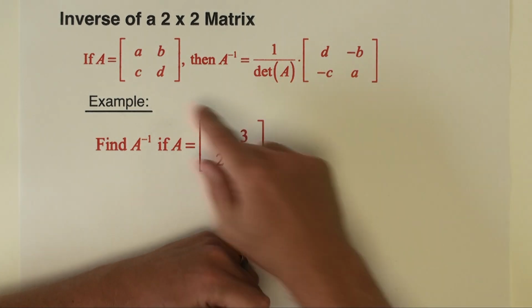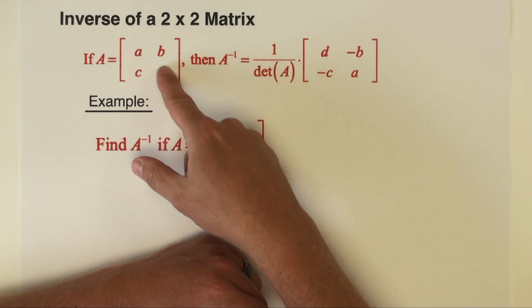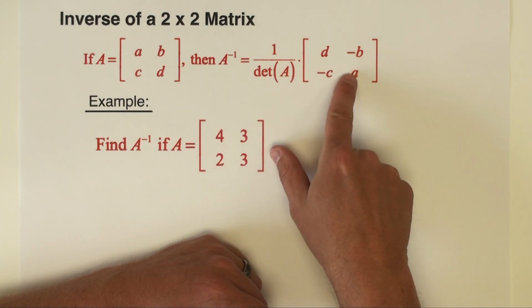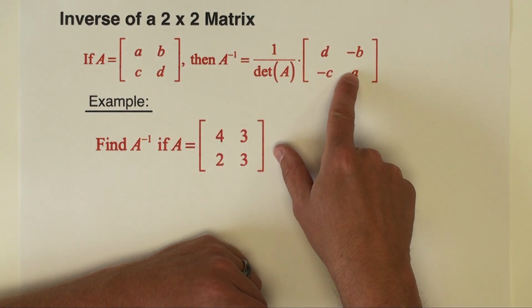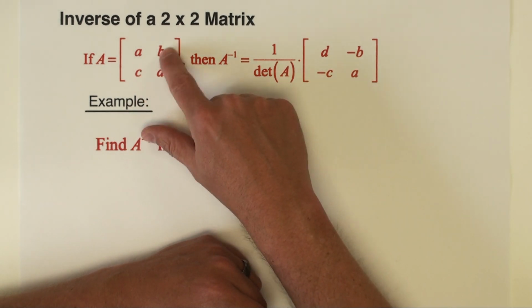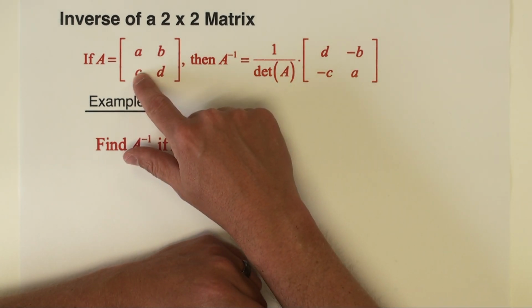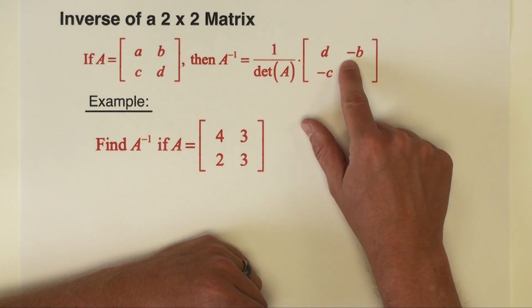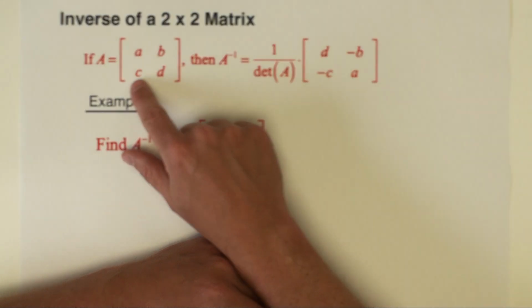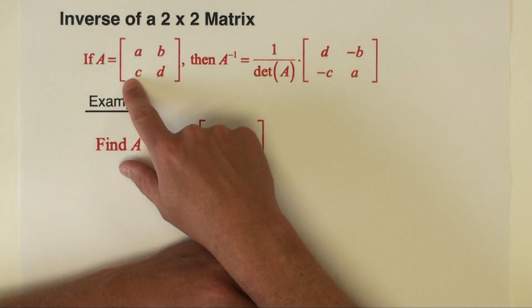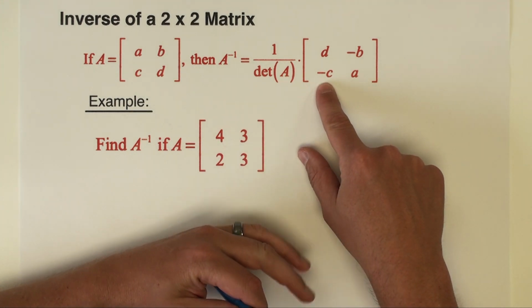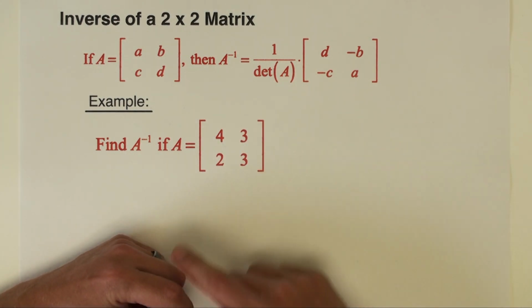multiply it to the matrix where what you're going to do is take the numbers that are on the main diagonal, which are A and D, and you're just going to flip their places. Then you're going to take the numbers on the other diagonal, and you're going to keep them in the same place, but you're going to change their sign. Okay? So if they're positive numbers, make them negative. If they're negative, change them to positive. Okay, so let's see how that works down here on this example problem.